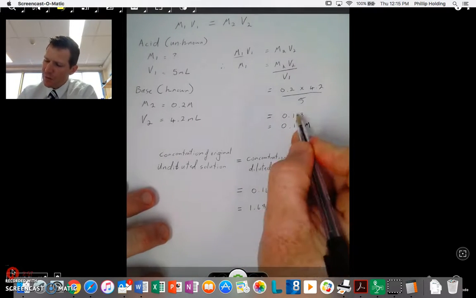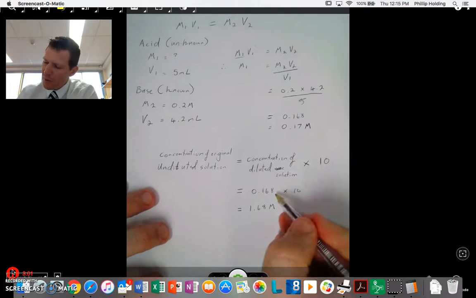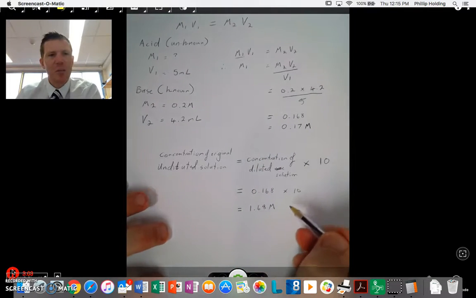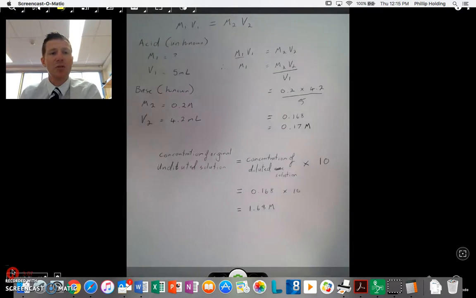So our concentration is 0.168, and I use that one to be more accurate. Multiplied by 10, I end up with a molarity of 1.68, which is the original undiluted concentration.